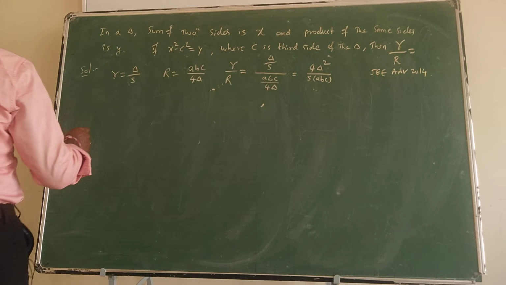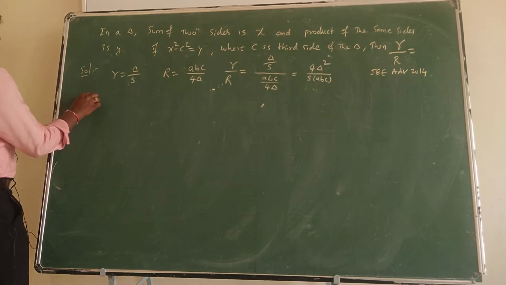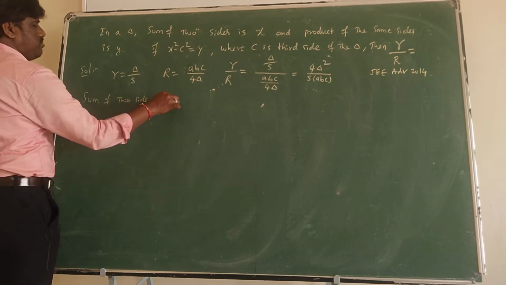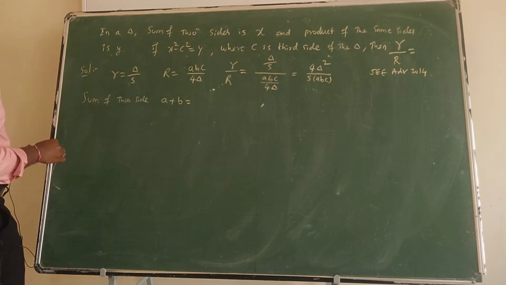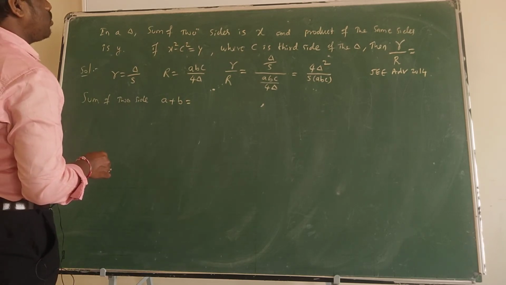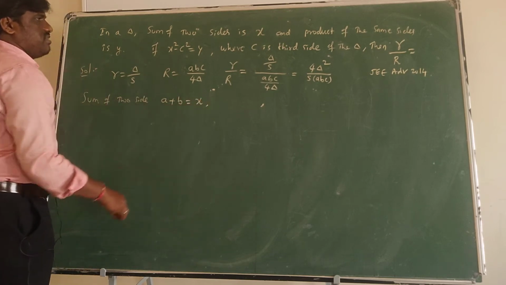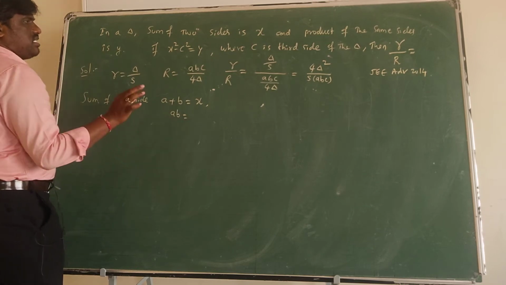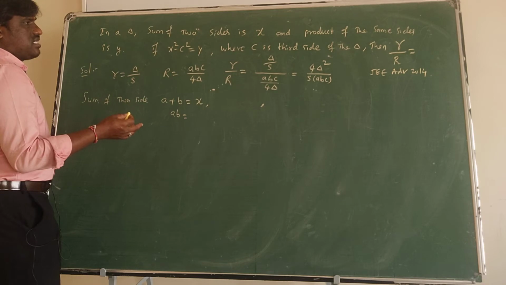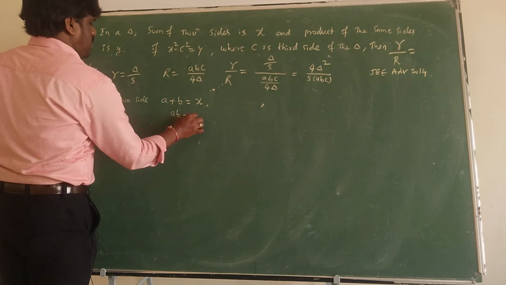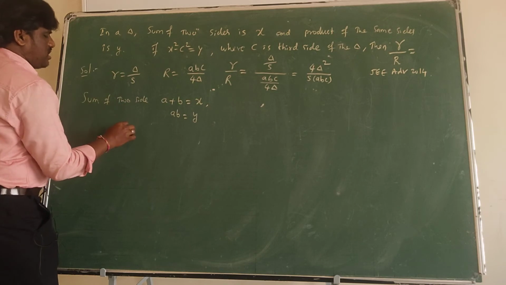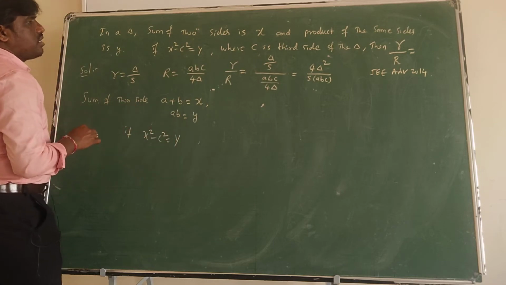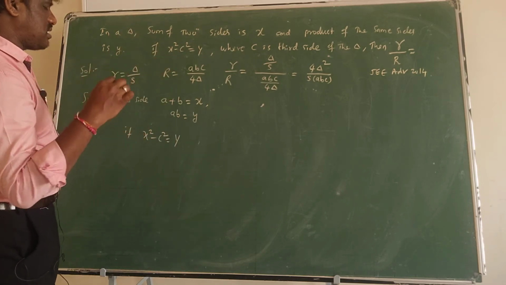They have given the sum of the two sides, that is a plus b is equal to x. The product of the two sides, a into b, is y. And they gave another condition: if x squared minus c squared is equal to y, where c is the third side of the triangle, then find the ratio.